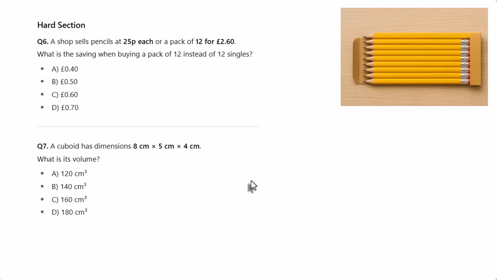Okay. So I hope that you tried question 6 and 7. Now let's go question 6. Now you can buy a pack of pencils because when you buy a pack, they're normally cheaper. So I buy a pack of 12. A pack of 12 will cost £2.60. But you can also buy them 25p each. So let's times 25 by 12 and see how much this is going to be.